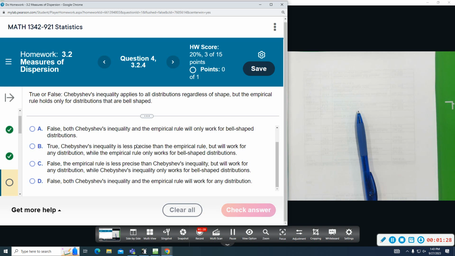Chebyshev's inequality is less precise than the empirical rule, but will work for any distribution, while the empirical rule only works for bell-shaped distributions. So this would be the true description. All the rest of them say false.